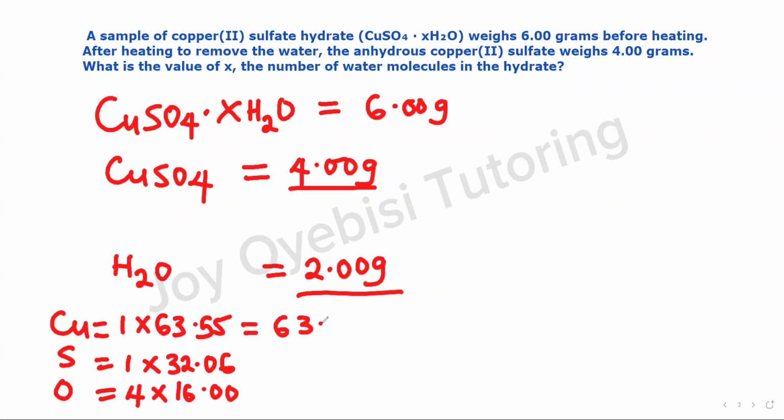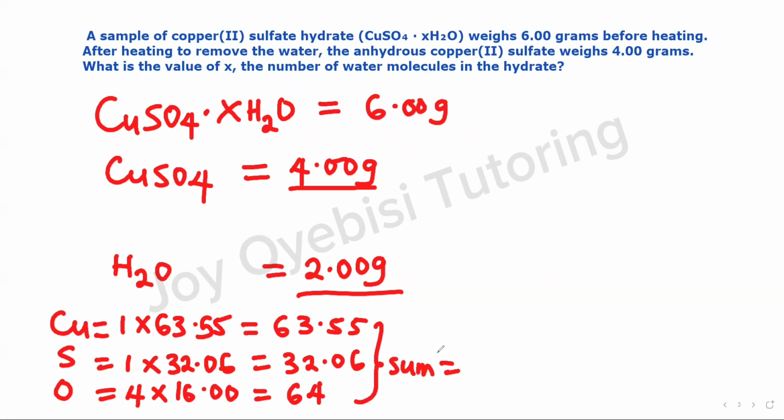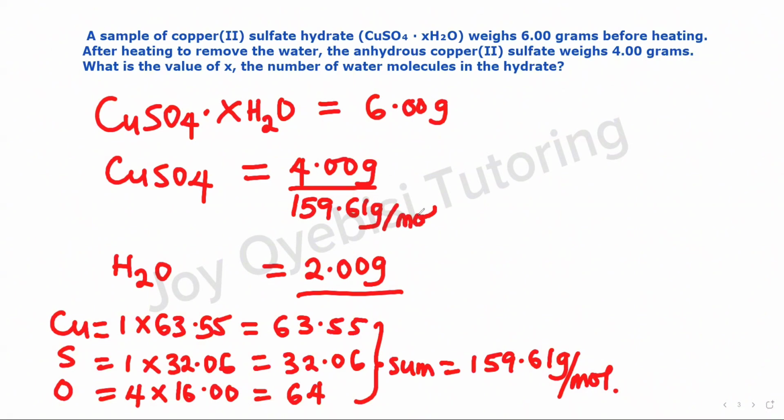This is going to give me exactly the same value. This will give me exactly the same as well, but this one gives me 64 when you multiply 16 by 4. So at this point, I'm going to just sum them up. So 63.55 plus 32.06 plus 64, that gives me 159.61 grams per mole. So I'm going to go ahead and divide 4 by 159.61 grams per mole. And that gives 0.0251 mole.